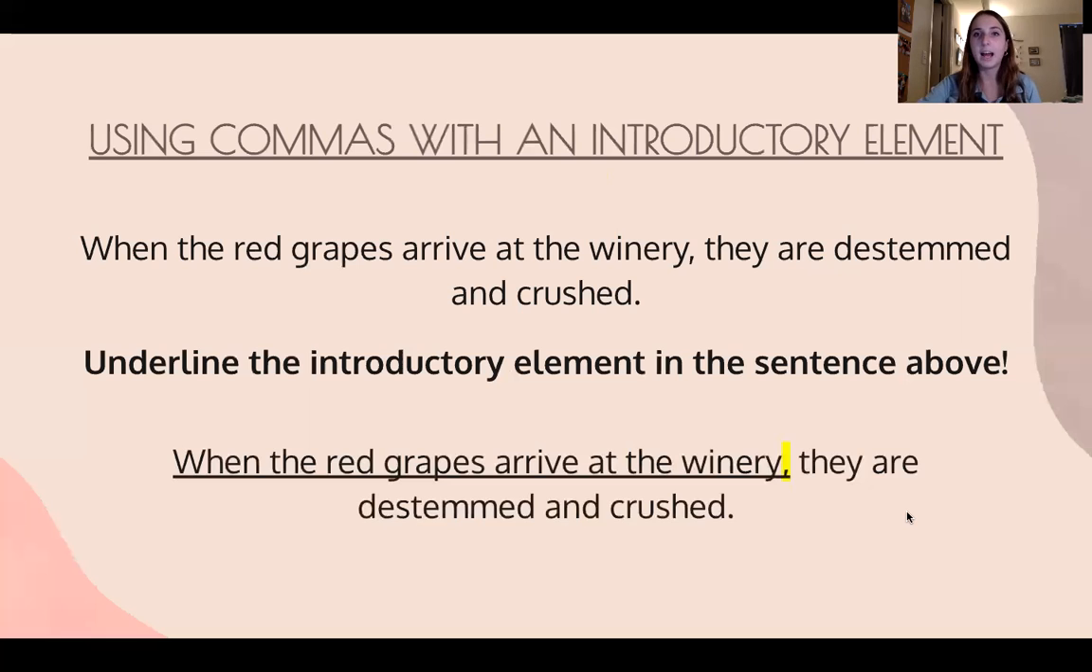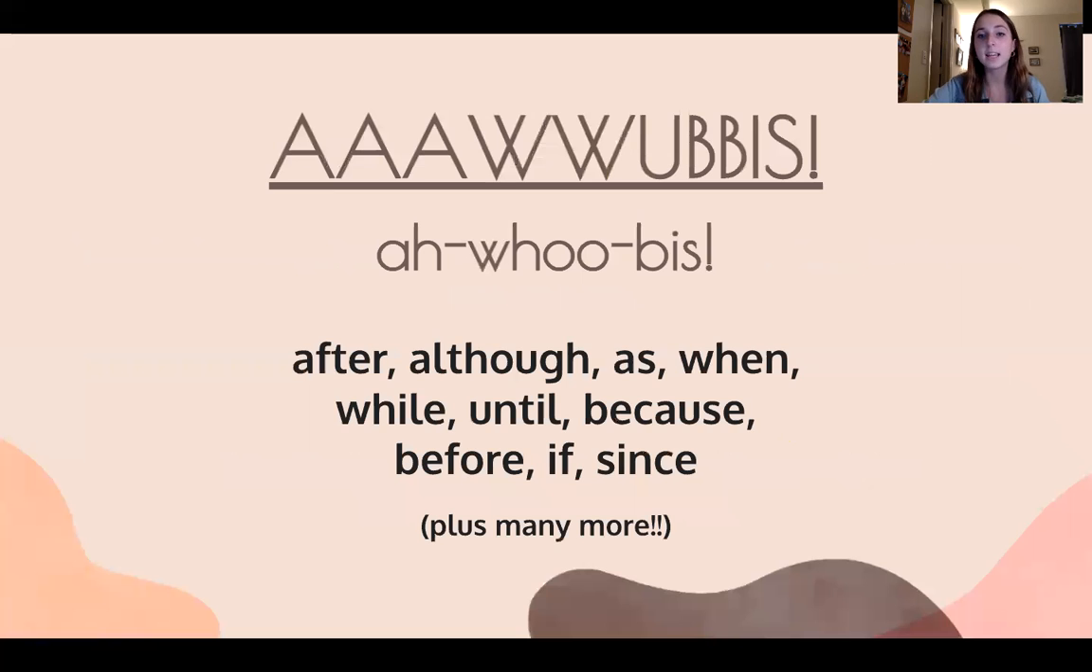You might be wondering, how do we know when it's an introductory element? One good thing to notice is these subordinating conjunctions. So our acronym for it is AWOBIS. These are just the most common ones that you can jot down in your notes. There are many more, but if you ever see after, when, although, because, since, this often means that there's an introductory element and that you're going to need a comma after that clause.